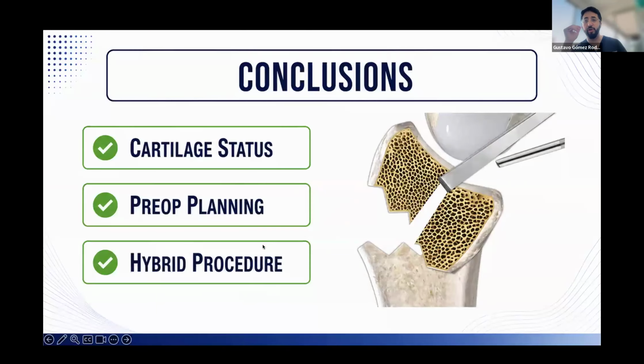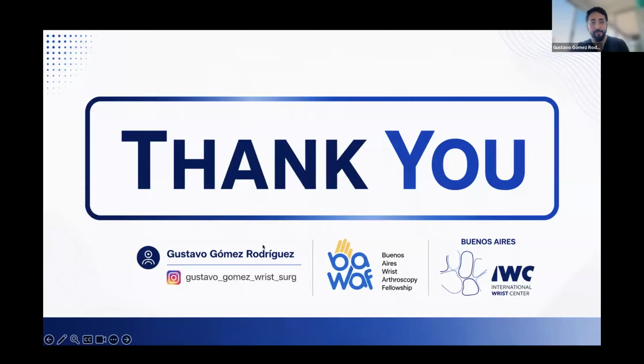Okay, so in conclusion, it is important to see the cartilage status in order to define if we can do an osteotomy to save the joint. Pre-op planning is essential to plan the step-by-step approach in these patients, combining extraarticular procedures with intraarticular procedures in these hybrid surgeries. Thank you very much.